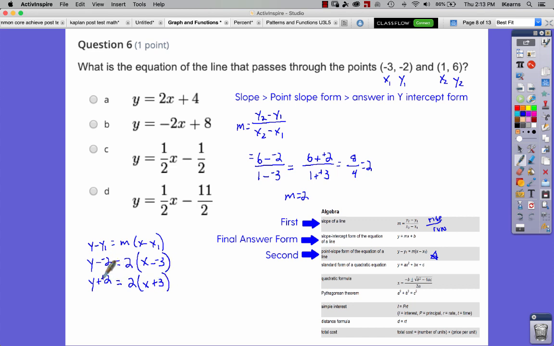I know I kind of did an extra addition here. So now our next step, if we multiply this 2 times x and then 2 times 3 to distribute this 2 across this parentheses. So this is going to be 2x. 2 times x is 2x, and 2 times 3 is going to be 6. So now we've got y plus 2 equals 2x plus 6. So we're going to subtract 2 to isolate y, and we end up with y equals 2x plus 4, which is A right here.